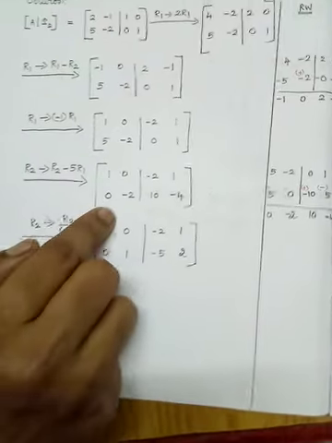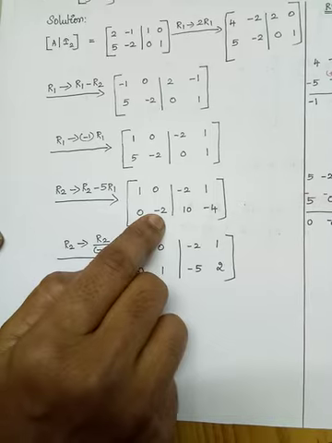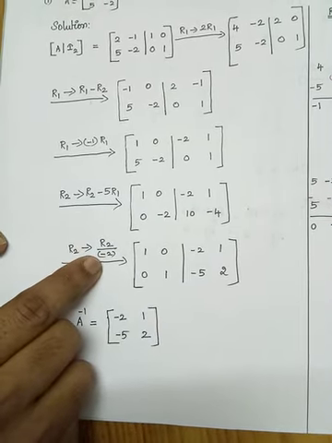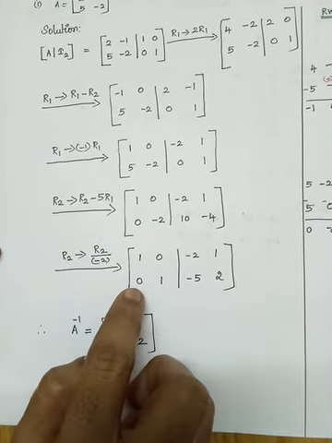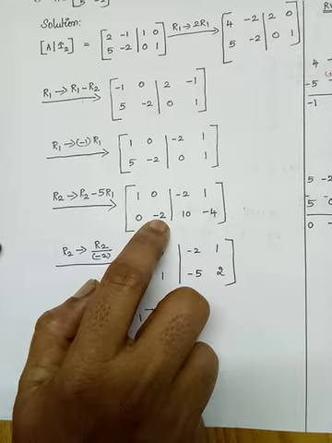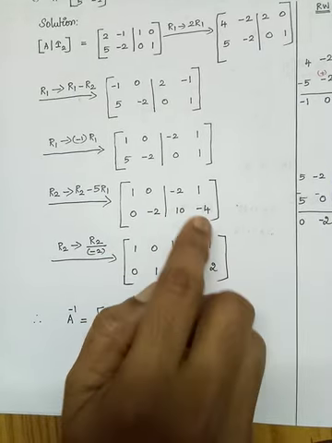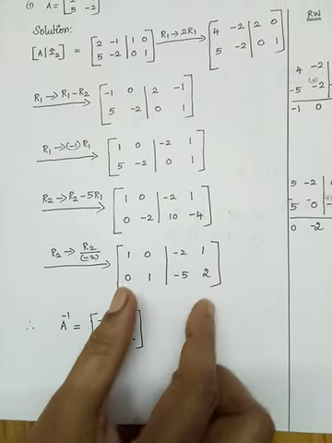So have you got the identity matrix? Not yet. This place should be 1. So what I did, R2 has to be divided by minus 2. When it is divided by minus 2, it becomes 0, minus 2 by minus 2 is 1, 10 divided by minus 2 is minus 5, and minus 4 divided by minus 2 is 2.